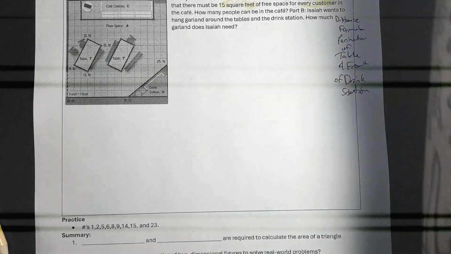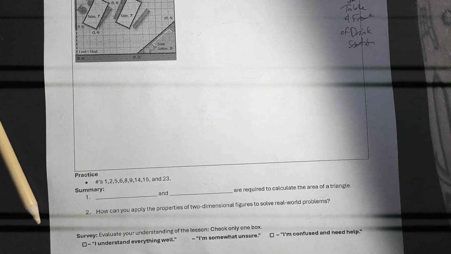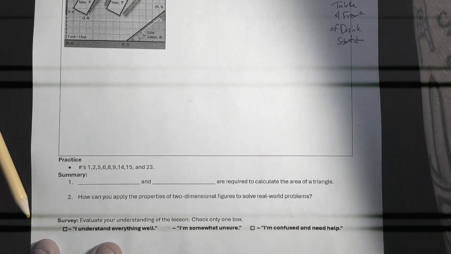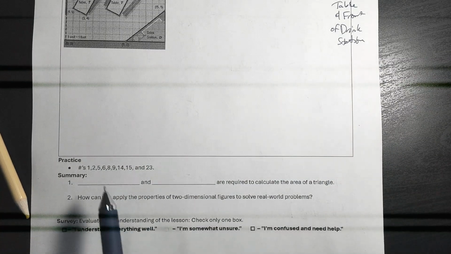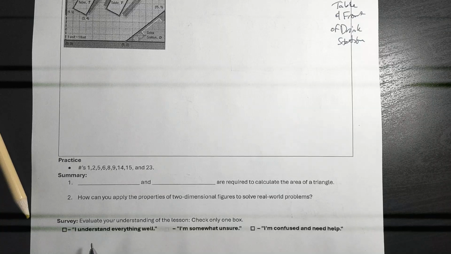Alright, practice. I think those are actually the only problems on the sheet. So I think that's how I set it up. I'll have to look, but they're right here. If not, you guys will be able to see it. I don't have the extra practice in front of me.